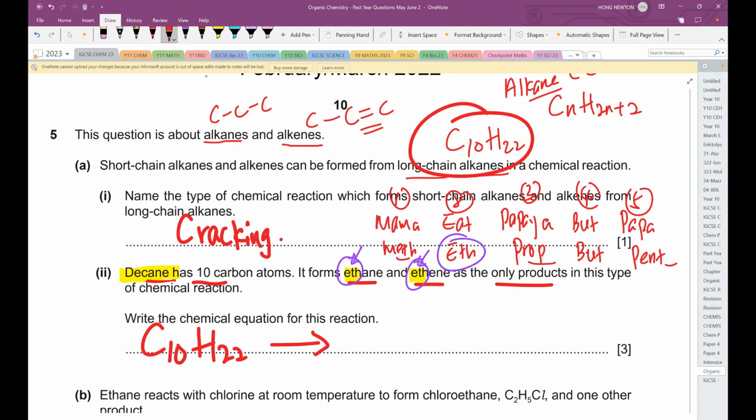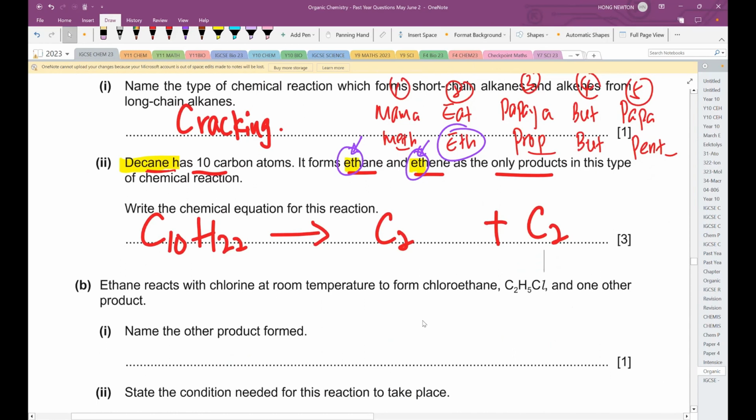So we need to write down the carbon first. So the carbon here must be 2, then plus another ethene. Ethene here, the carbon here also has to be 2. All right. So then you need to decide what is the general formula for the single bond carbon. So the general formula is CnH2n plus 2. Okay, we got the plus 2.